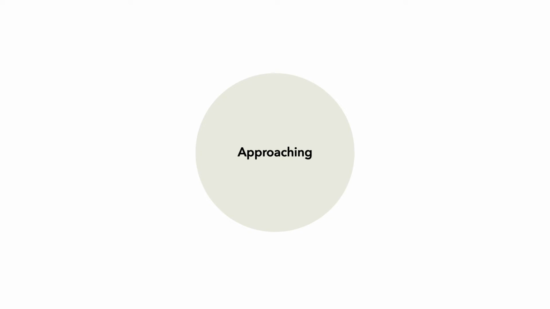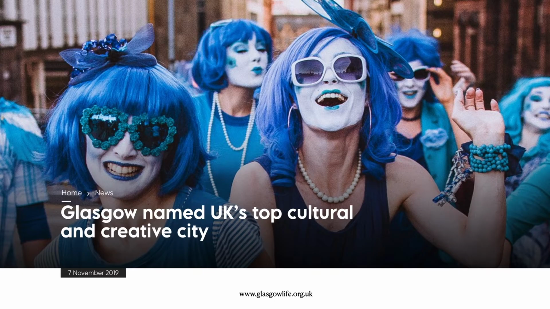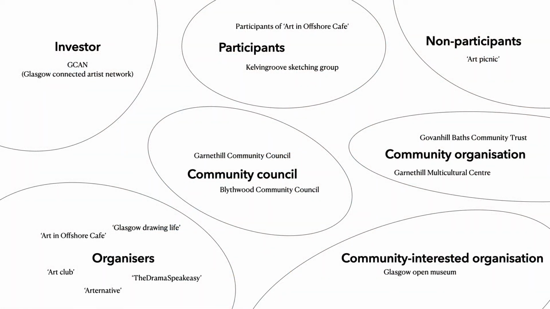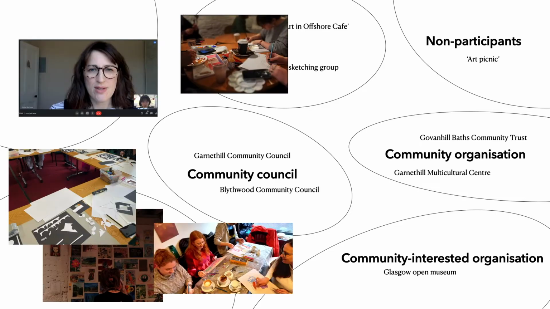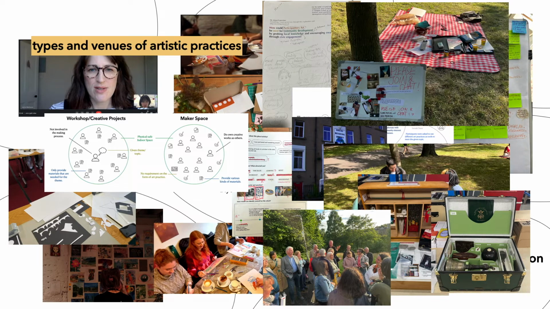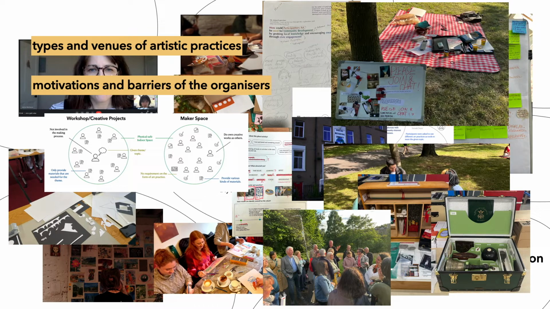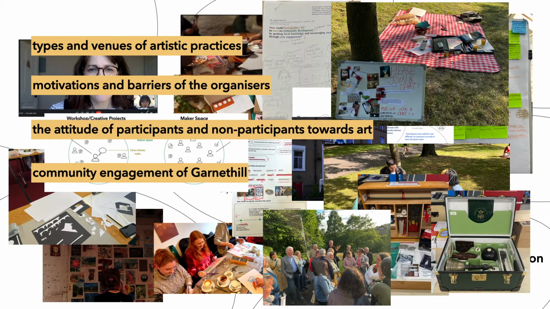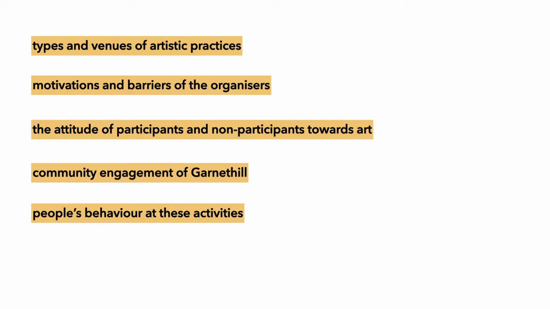For approaching, I chose the creative city I'm currently living in, Glasgow, as a context of my project. At this stage, I came into contact with art practice organizers, participants, non-participants, and investors, community and community-interested organizations that are currently active in Glasgow. By using a mix of observation, engagement tools, and interviews as methods, I have gained an understanding of types and venues of these artistic practices that actually take place, the motivations and barriers of the organizers, and the attitude of participants and non-participants toward art. Also, I had primary research on community engagement of Garnethill and people's behavior at these activities. Now, I have a better understanding of socially engaged art in Glasgow.